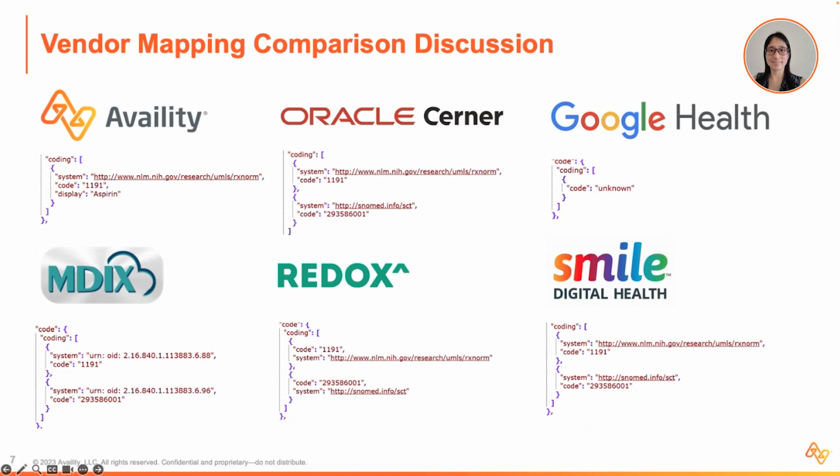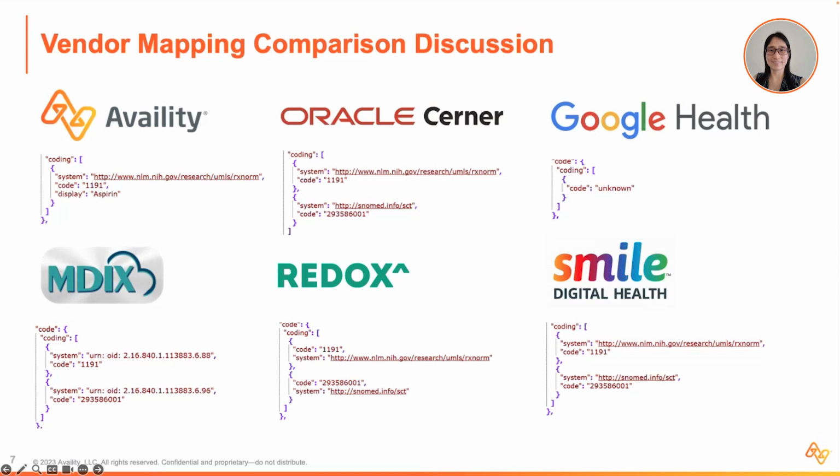So here are the 6 vendors that participated in our mapping exercise: Availity, Oracle Cerner, Google Health, MDIX, Redox, and Smile Digital Health. We had weekly calls for, I think, 8 to 10 months. And we also had connectathon events where the vendors would sit at a table along with some other industry participants or standards gurus to talk about the mapping as well.